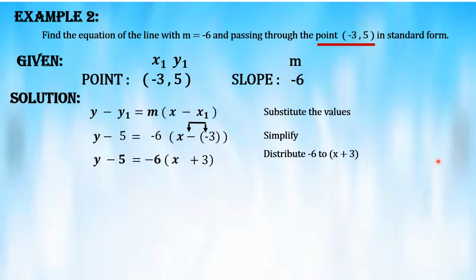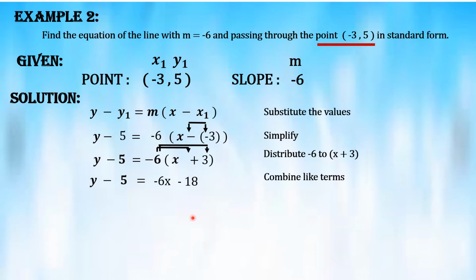Okay? So, after that, we're going to distribute now negative 6 to x plus 3. So, pag-distribute natin yan, so you have now negative 6 times x, and then negative 6 times positive 3. So, just copy y minus 5 equals, so times na natin, so negative 6 times x, that is negative 6x, then negative 6 times positive 3, that is equal to negative 18.